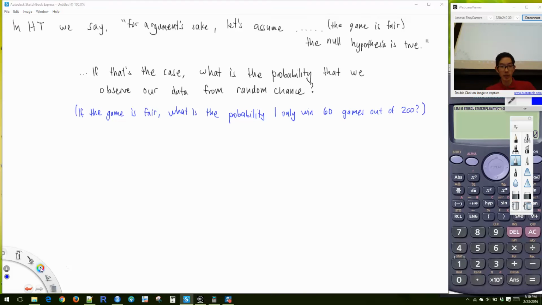Okay, and this resulting probability is called the p-value. The probability that answers our question is the p-value.